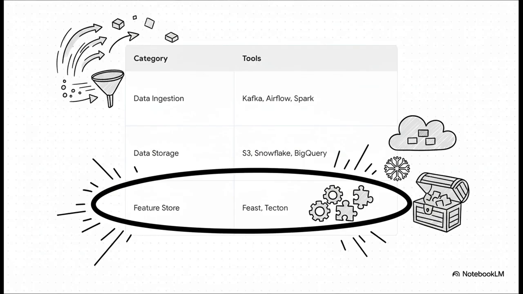Now to manage all those materials, you're going to need some specialized equipment. Your ingestion tools like Kafka are like the 24/7 loading dock, bringing in data in real time. Your data storage like S3 or Snowflake is the massive warehouse. But there's one component here that's a total game changer for consistency, and that's the feature store.